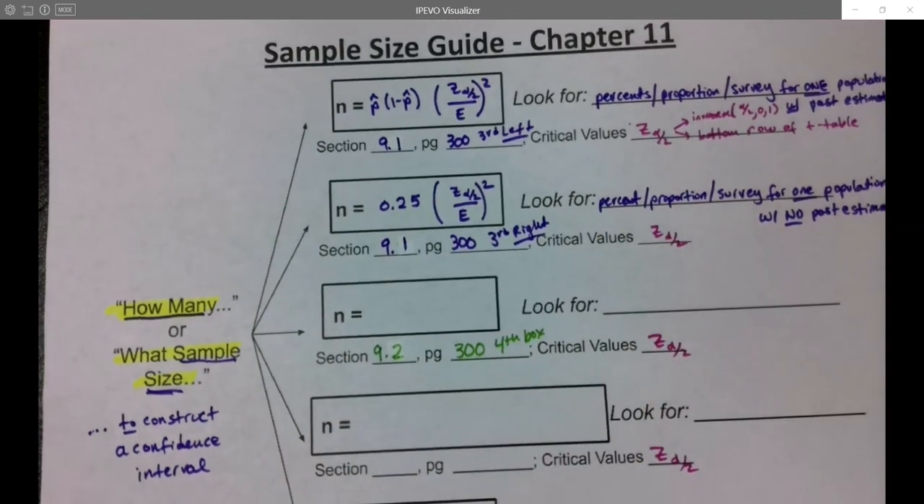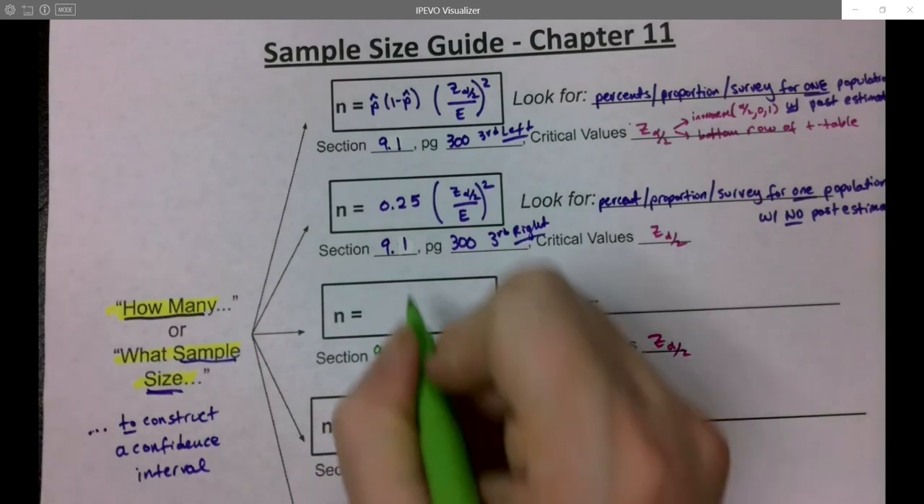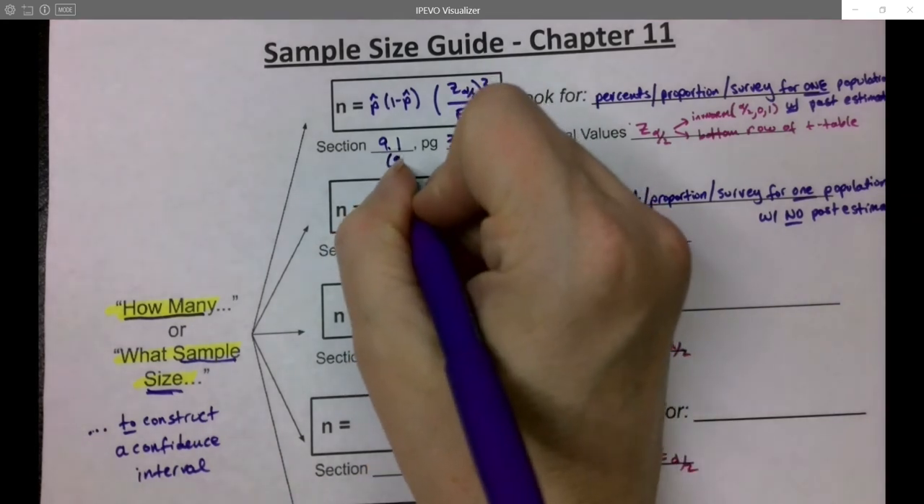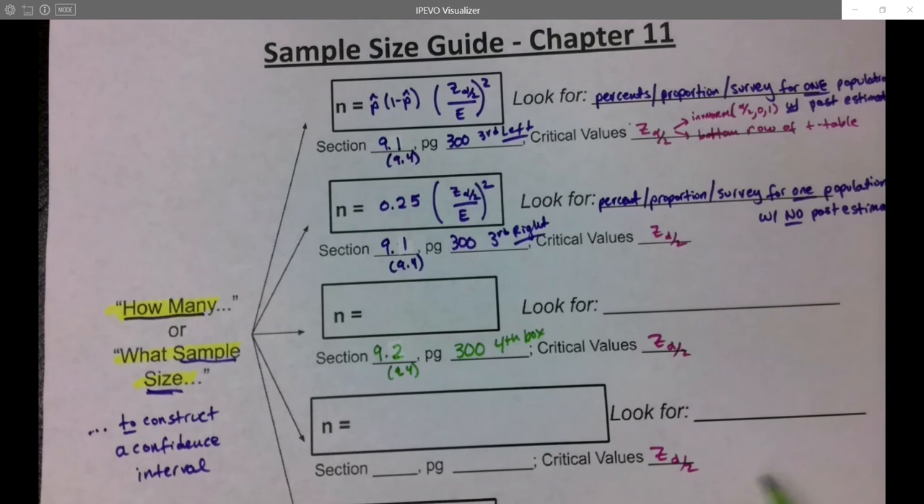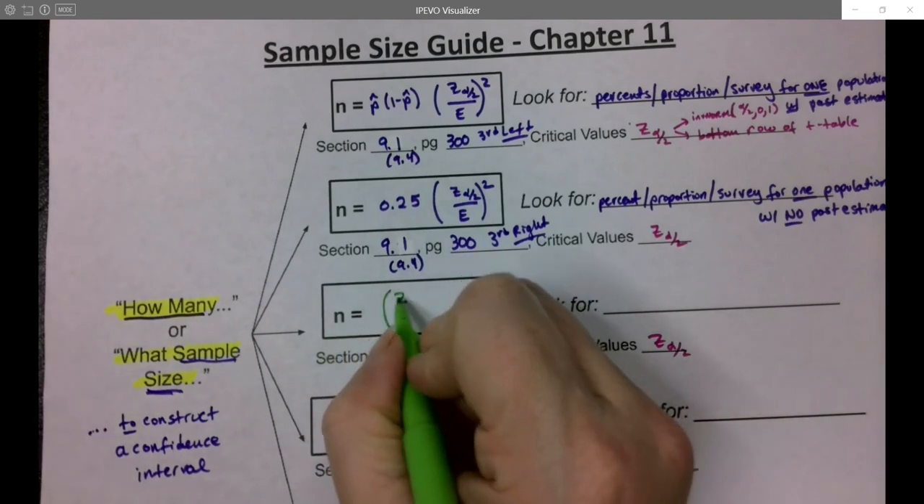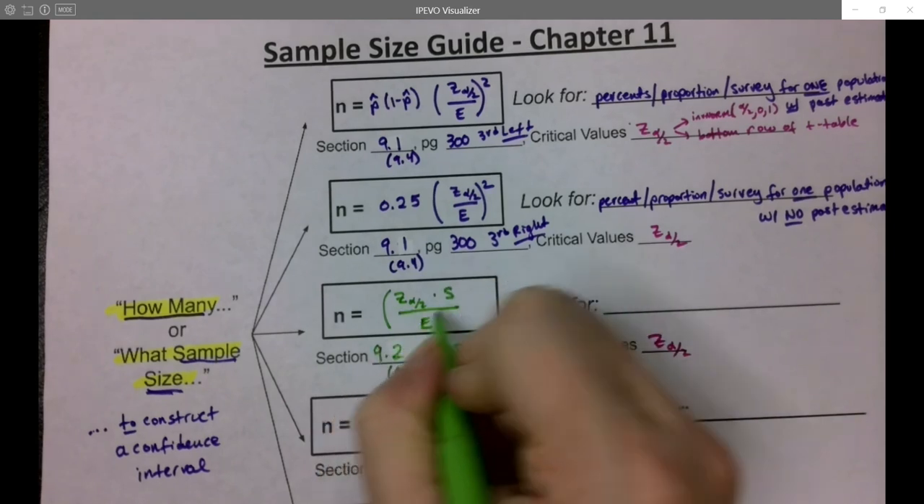All right, so although in the notes they're in 9.4, so I guess you could put 9.4 underneath it, right? And then underneath this one, you could say 9.4, 9.4. There you go. All right, so the formula is n equals z alpha over 2 times s over the error, squared.